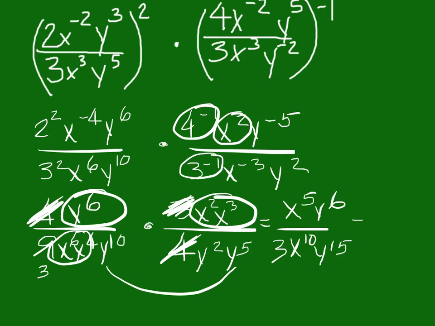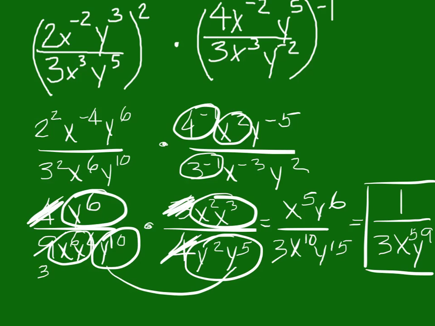Now you have to simplify your x's and y's again. The 3 stays on the bottom. You have x to the 10th on the bottom, so that's where the x is going to stay. 10 minus 5 is 5. And y to the 15th is the largest. 15 minus 6 is 9. Nothing is on top, so you have to put a 1.